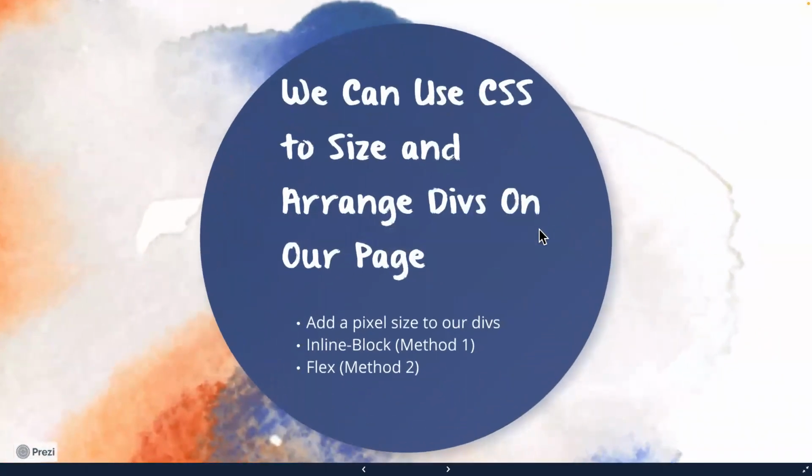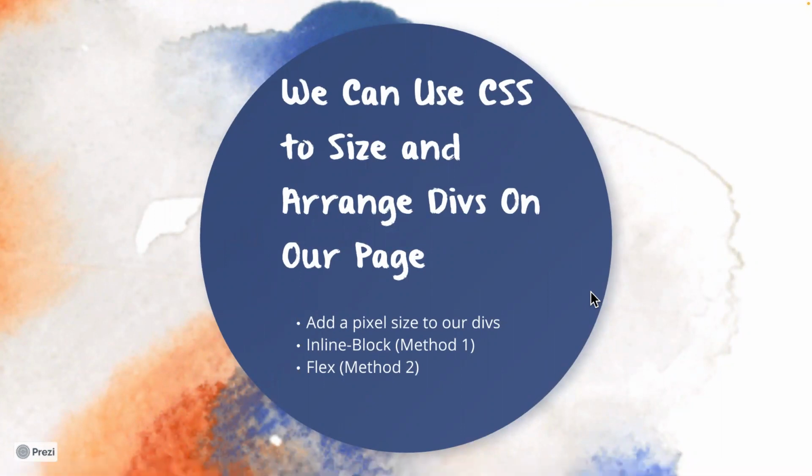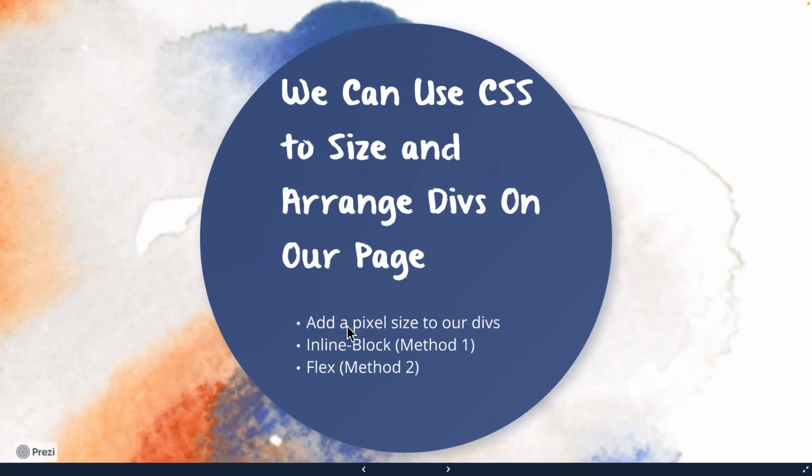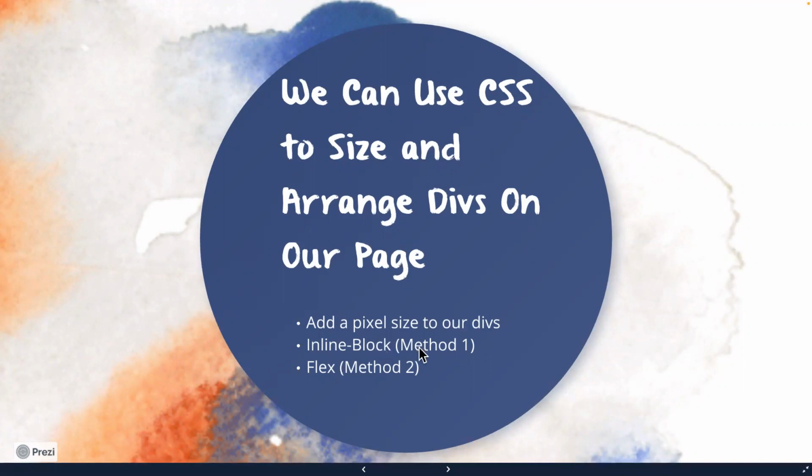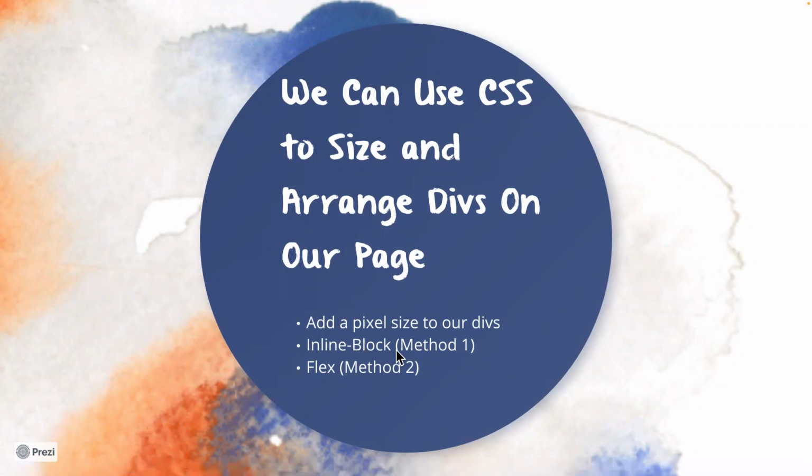Lastly, we can use CSS to arrange divs on our page. I've mentioned this several times. We'll be able to add a pixel size to our divs. There are lots of different measurements we can use, and we'll start with pixels. Today we'll learn about inline block. That will act like training wheels for getting our divs in a certain line.